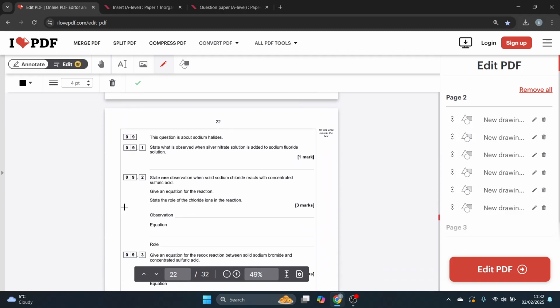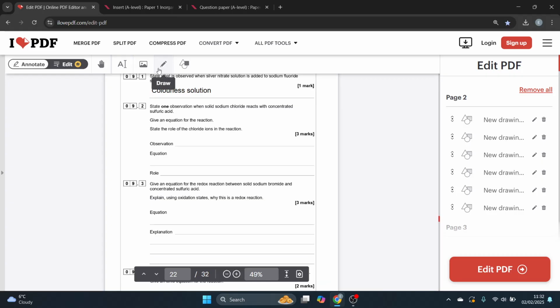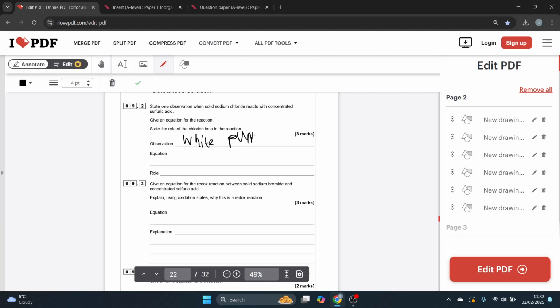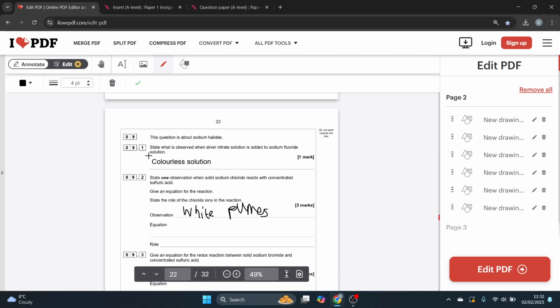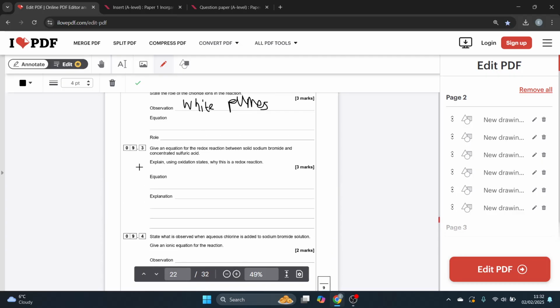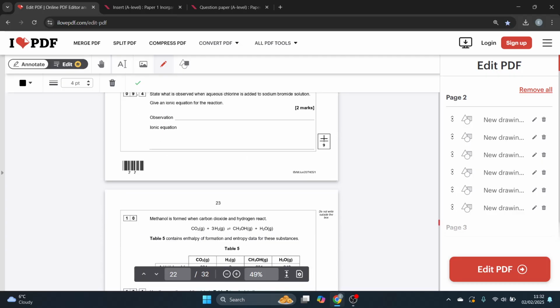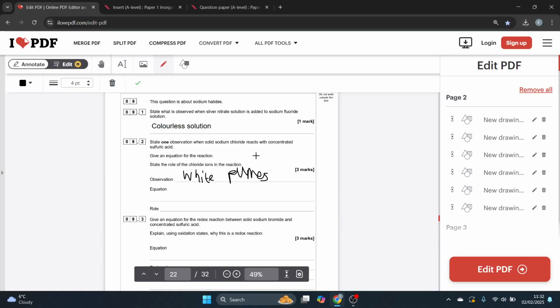Question 9. State what was observed when sodium fluoride was added to silver nitrate solution. Sodium fluoride gives a colorless solution. One observation was solid sodium chloride reacts with concentrated sulfuric acid: white fumes of gas. White fumes, we just say. This is a perfect example for me and for you guys of why you need to know your observations. Because look at that: 9 marks for basically what looks like all AO1 questions.